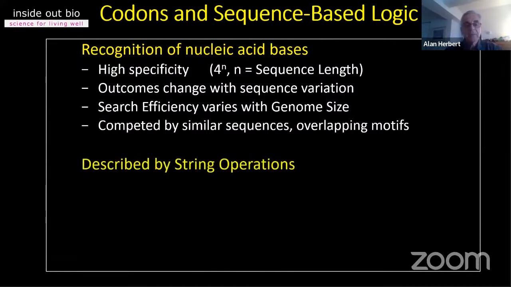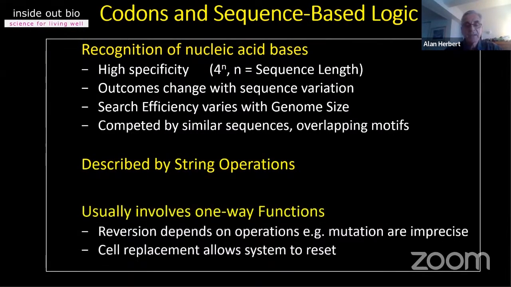In contrast, all these different operations that you can do with nucleotides are described by string operations. And in biology, most of these string operations are usually one-way functions because it's actually more efficient to do that. By a one-way function, I mean that you can't go backwards. To revert back to the original sequence is really challenging in a biological context.